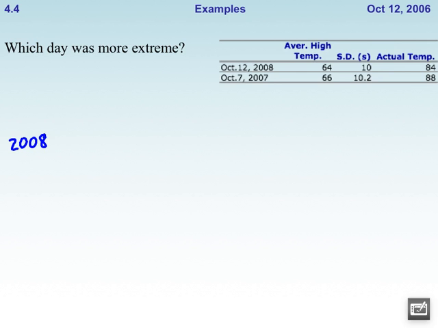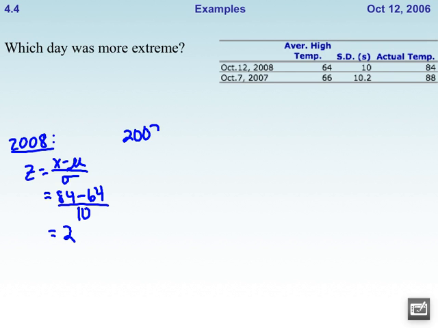So for 2008, here's what I expect to see. I expect to see first a formula. Okay, so the actual temperature in 2008 was 84 degrees. Then I'm going to subtract the average, which is 64, and divide by the standard deviation, which is 10. So I get a positive 2. Conceptually, what that means is that on that day, the temperature was 2 standard deviations above the mean, above what would have been expected.